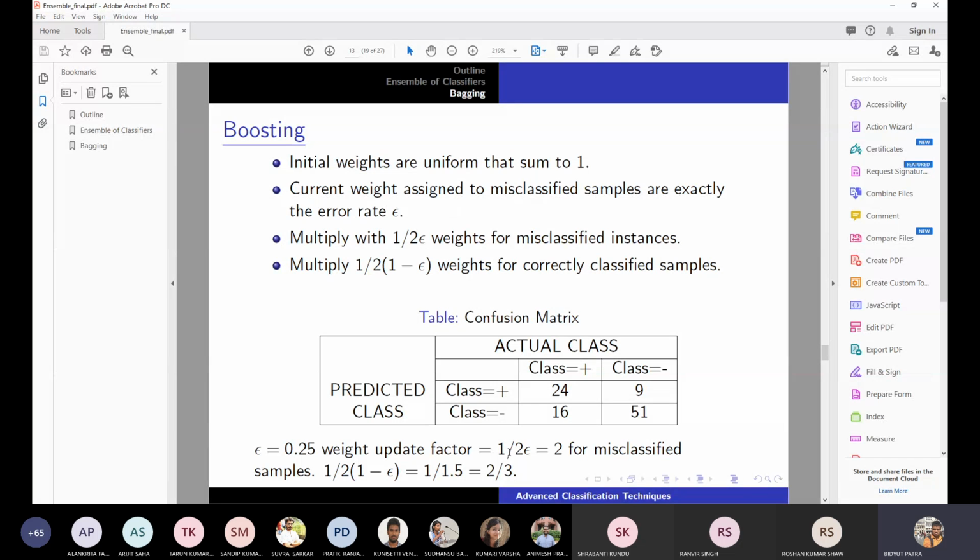That is what we want. If the classifier wrongly identified a class level, then for those samples we'll have more weight in the next stage. So that is why we are getting more weight here. Whereas the rightly classified points will have the lesser weight, so it will be 2 by 3.